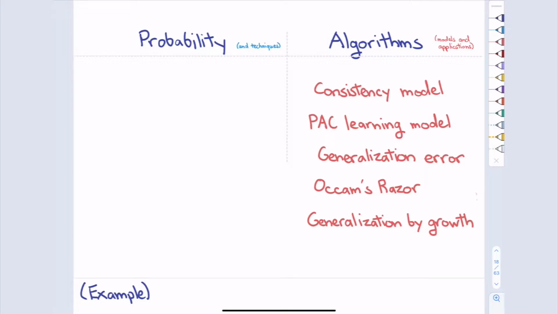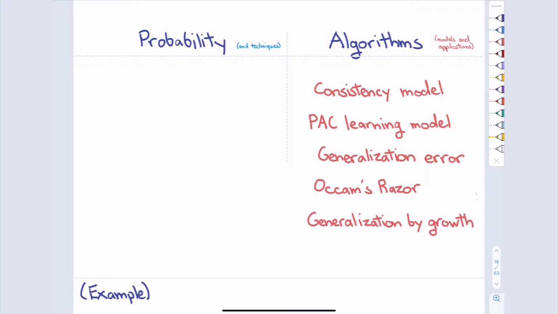Okay, and we'll start with something simple called the consistency model, which is sort of a straightforward and deterministic definition. And it's going to have some flaws. It's going to be corrected by a model called PAC learning, probably approximately correct, that really critically injects randomization into its definition and gives a definition that's more sensible. We'll discuss it. And then we'll talk about topics like generalization error, this notion of Occam's razor, as well as a generalization bound that's stronger using some of the ideas we just discussed involving growth.